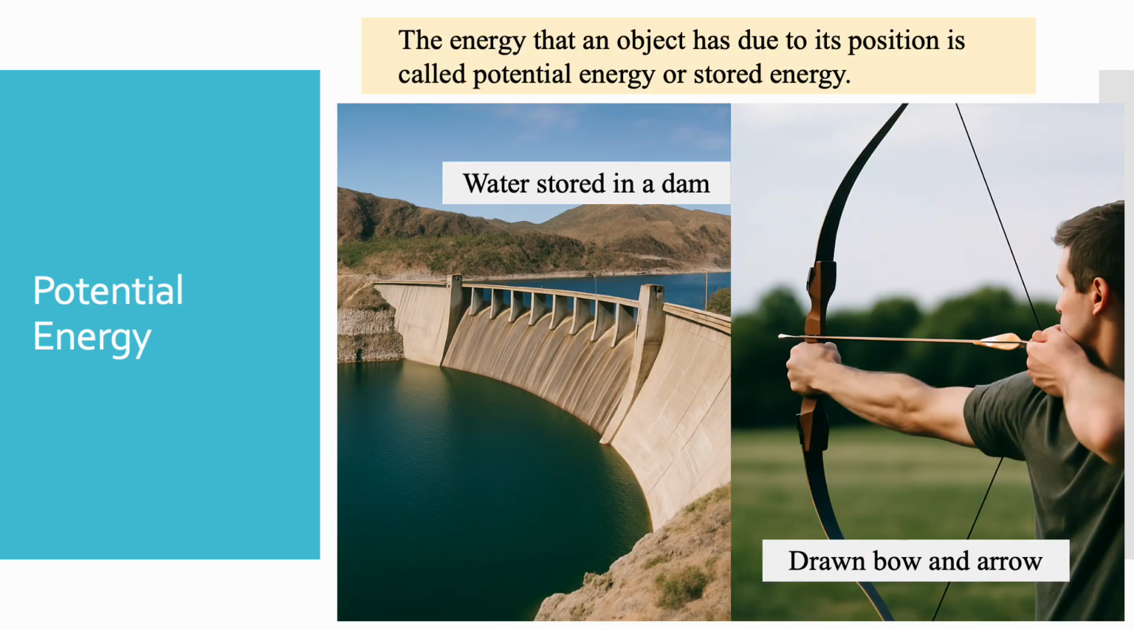Here are some more examples. Water stored in a dam has potential energy due to its height. A drawn bow and arrow stores potential energy in the stretched string. This energy can be released to do work. For instance, water from a dam can generate electricity and the bowstring can shoot the arrow forward.